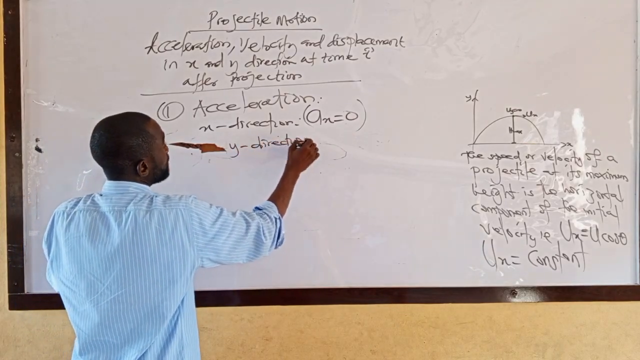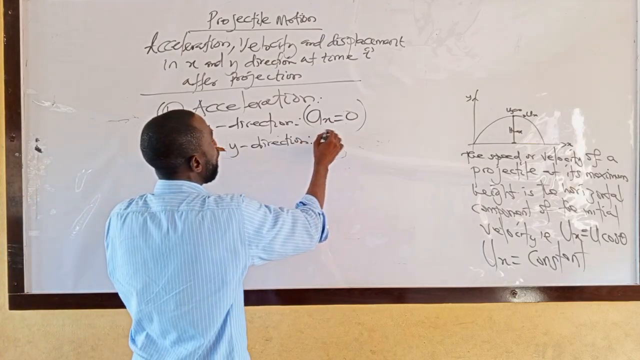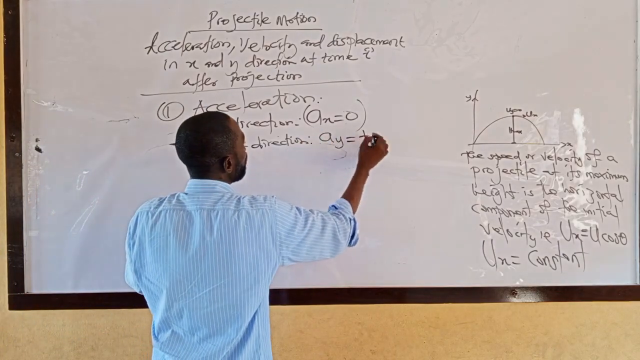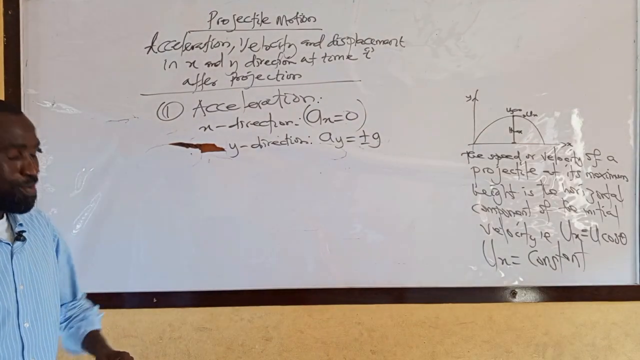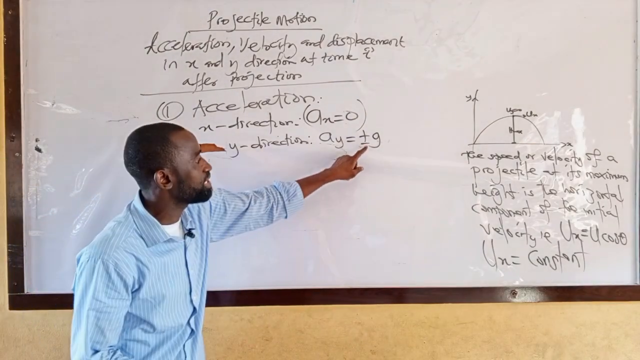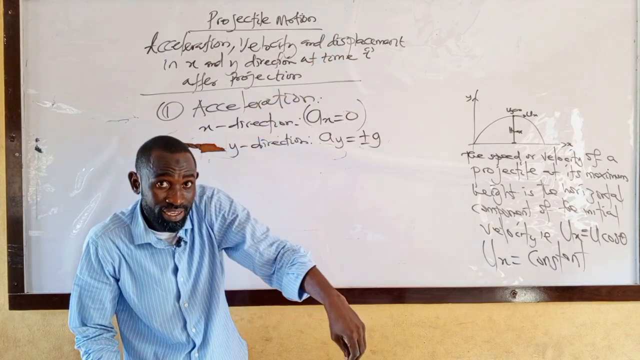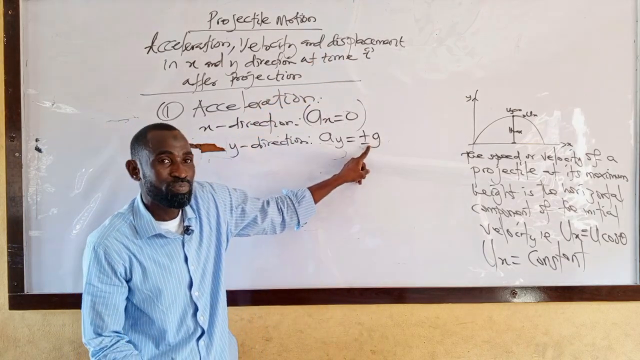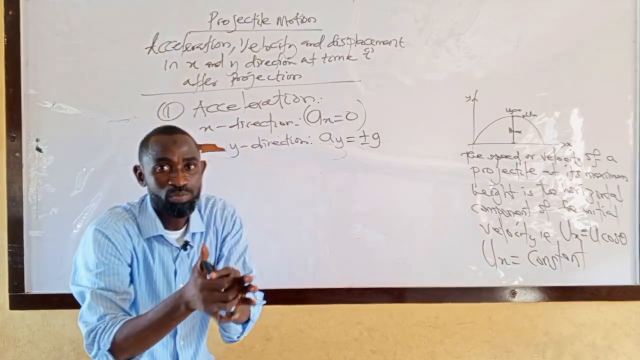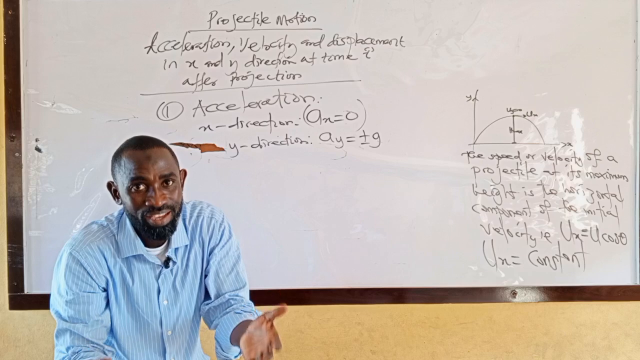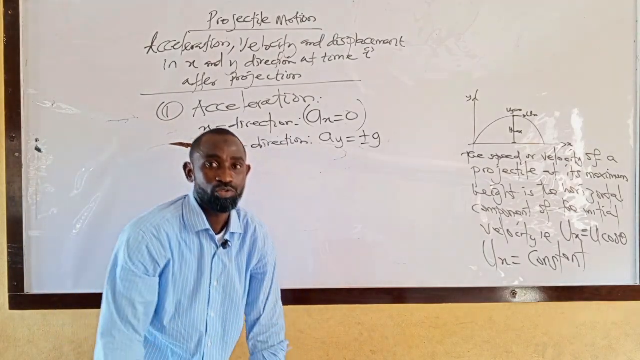What about the Y direction? You know, we said we are going to have both X and Y directions. Our A of Y is equal to plus or minus G. If it's plus G, the body is dropped from a height, it's coming down, it's moving with gravity. Are you with me? And it's minus G if the body is thrown up, meaning the body is moving against gravity, while another force pushes the body down to the earth.